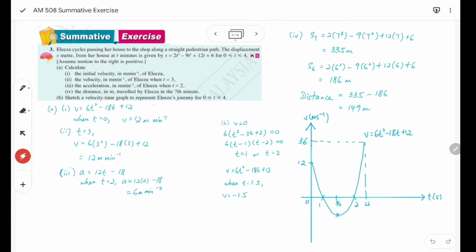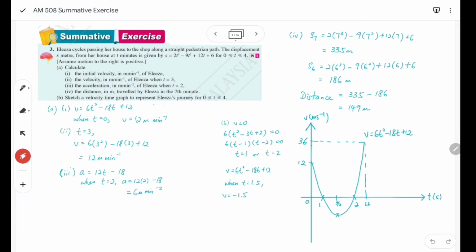Number 3, the acceleration in meter per minute square of Elisa when t equals to 2. So when t equals to 2, we need to get the acceleration function by differentiating v. So we'll get a equals to 12t minus 18. So when t equals to 2, a equals to 12 times of 2 minus 18, and we'll get 6 meter per minute square. Number 4, the distance traveled by Elisa in the 7th minute.